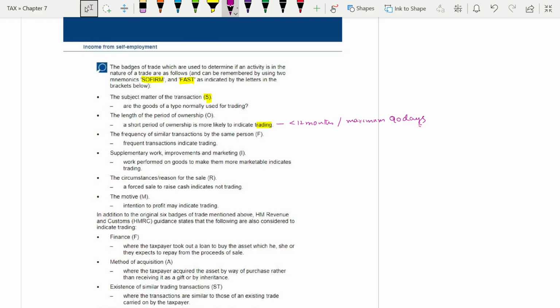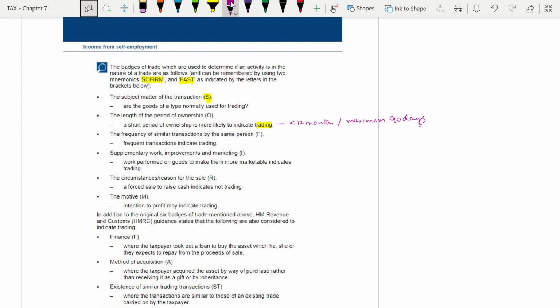It's not a trade. In your financial reporting, you will come across two different concepts: one is your profit and loss account, the other is other comprehensive income. If it is trading, it will come in the profit and loss account. If it is non-trading, it will come in other comprehensive income. I'm just giving you some idea by way of clarification.